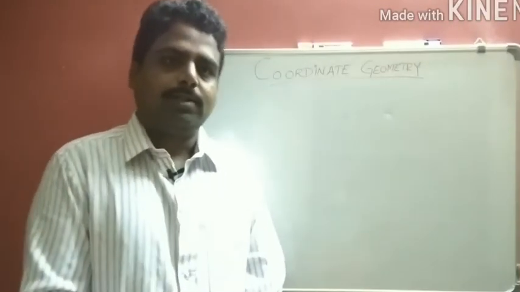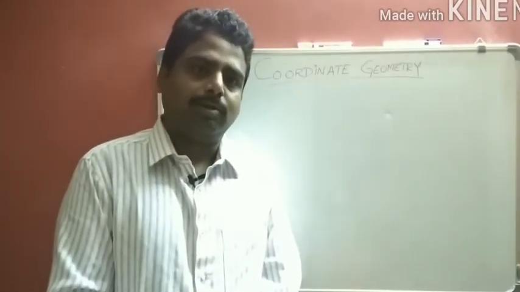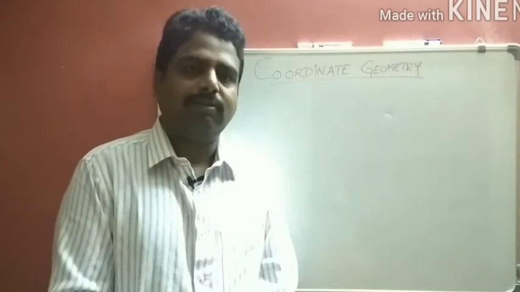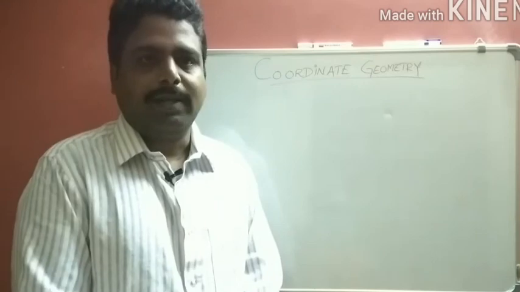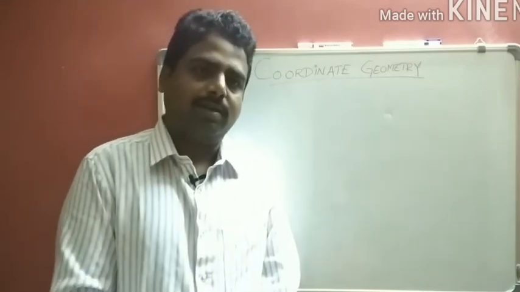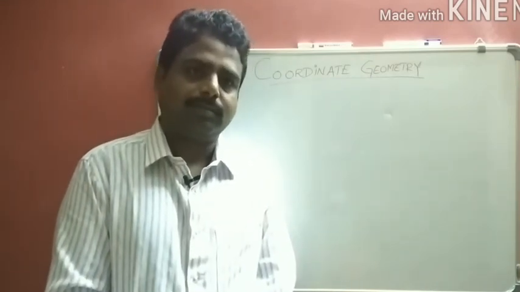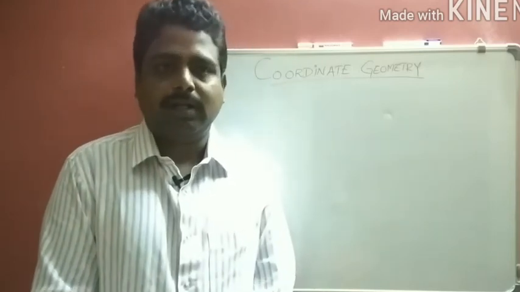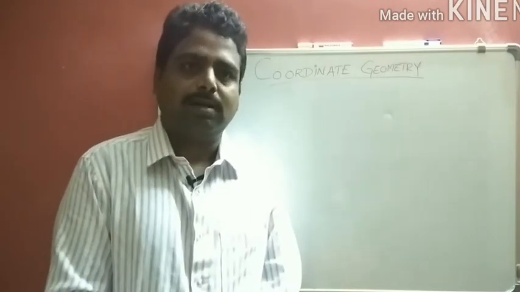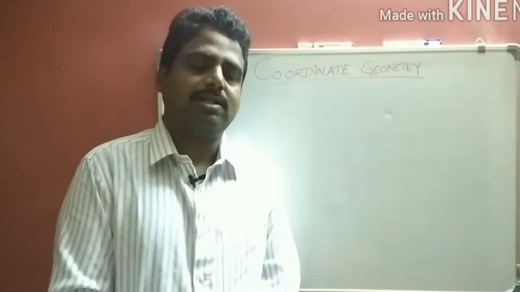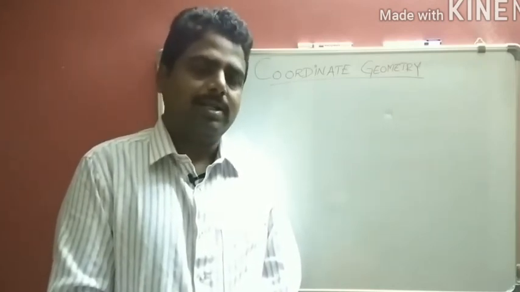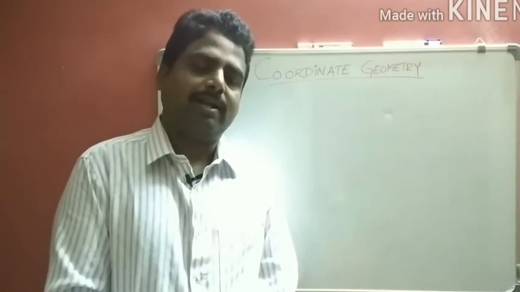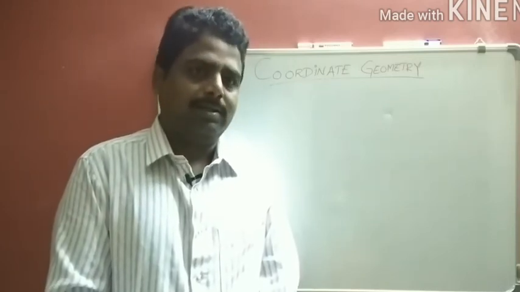Hi, today I am going to explain coordinate geometry. Everyone knows that coordinate geometry was introduced by René Descartes, so he is the father of coordinate geometry. The coordinates are named after him, that is Cartesian coordinates, and the plane introduced by René Descartes is called the Cartesian plane.